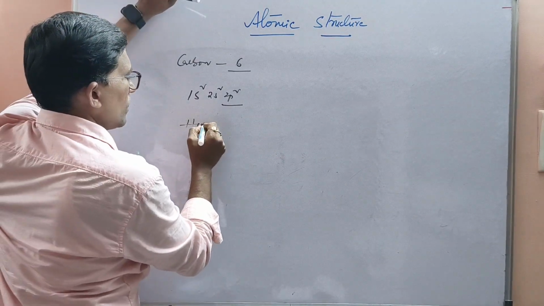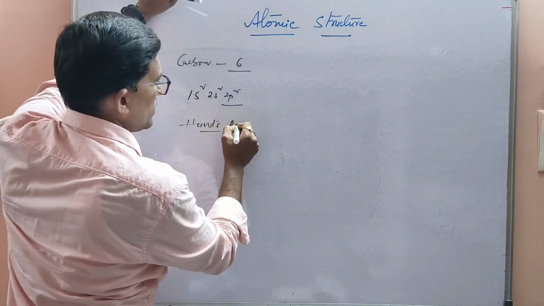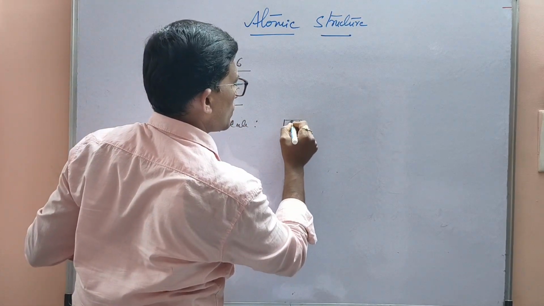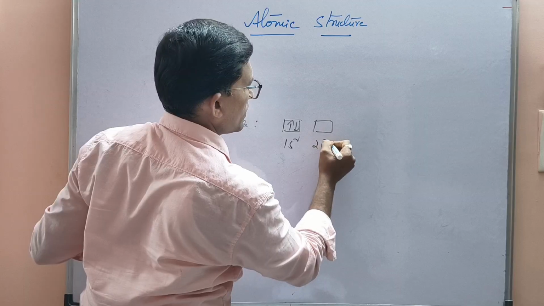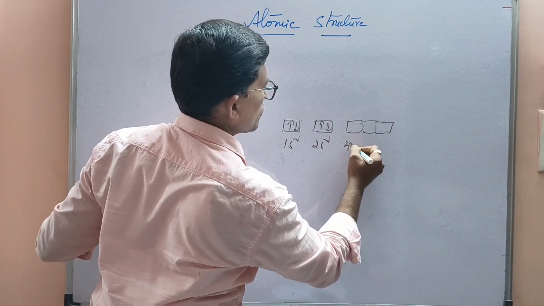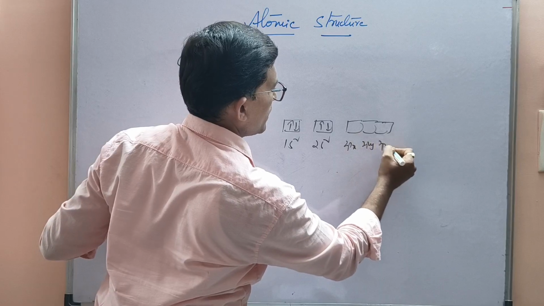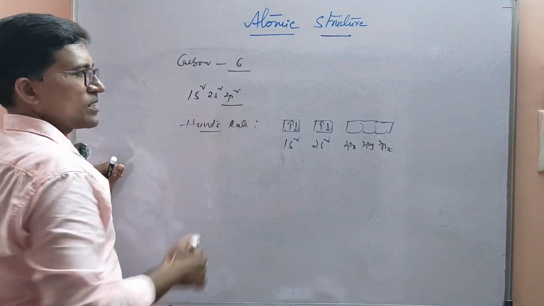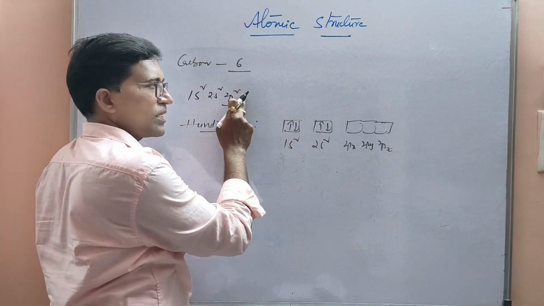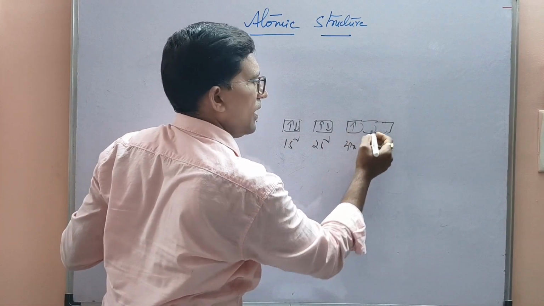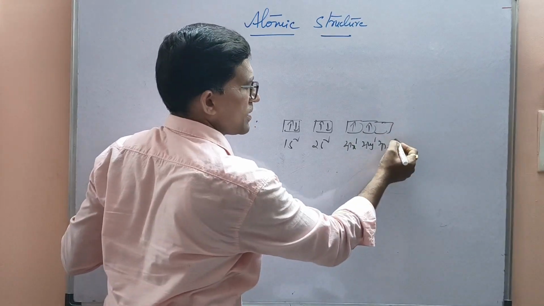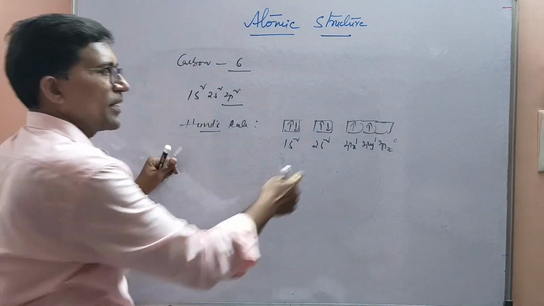So, according to Hund's rule, the configuration should be 1s2 and this is 2s2 and this is 2px, 2py, 2pz. So 2 electrons are there in the p orbital. Now, according to Hund's rule, the first one should be filled. And next is 2px1, 2py1. It should be filled. And 2pz0 as usual, because no more electrons. This is according to Hund's rule.